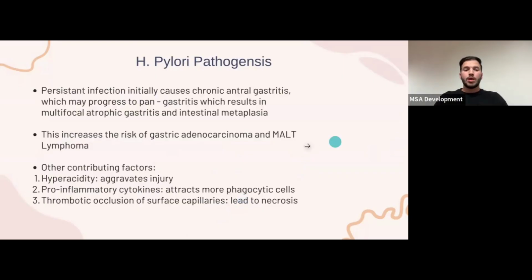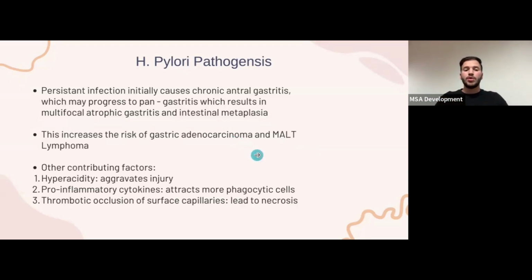Now, persistent infection with H. pylori first of all causes chronic antral gastritis. Then it may become pangastritis, affecting the whole stomach. And later on, it may become multifocal atrophic gastritis and intestinal metaplasia, which can later turn into gastric adenocarcinoma and MALT lymphoma.